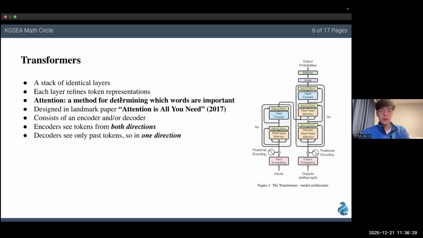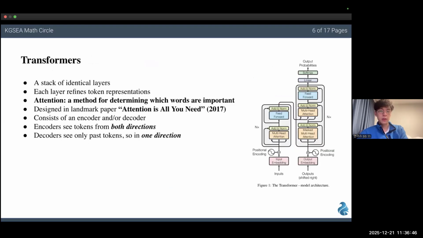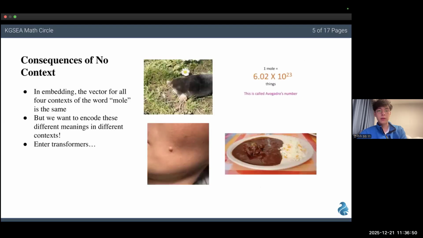You can think of transformers as a series of layers. These layers repeatedly refine the token representations. For example, if we go back to this example, if you have a sentence with "mole" as an animal, then the transformer is going to repeatedly change the vector encoding for that particular token to more accurately represent the fact that it's an animal, it's a mammal, it lives underground, and so on.